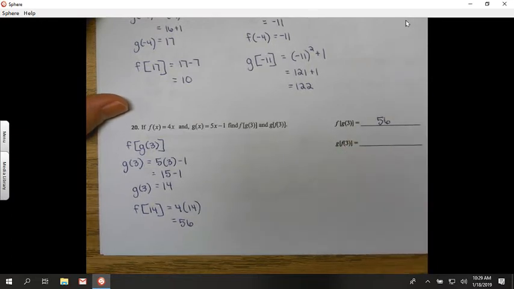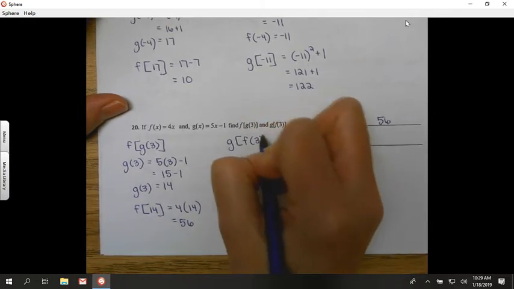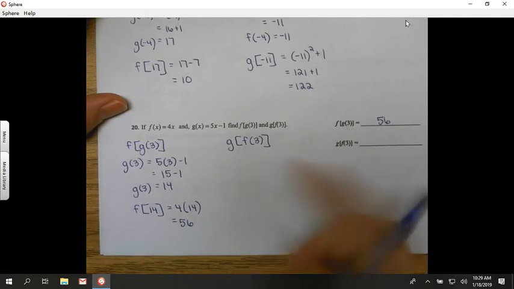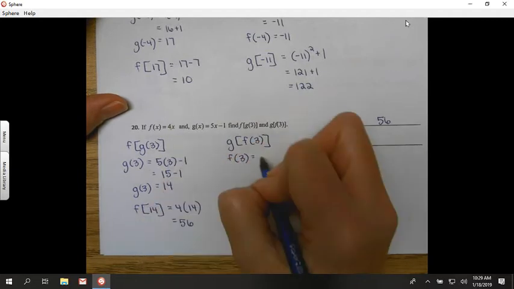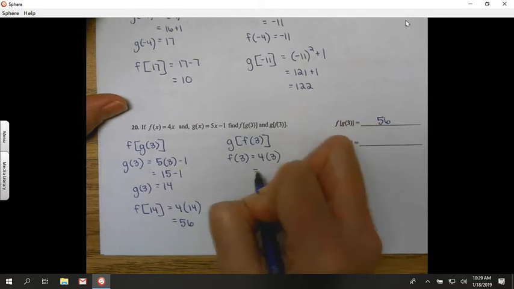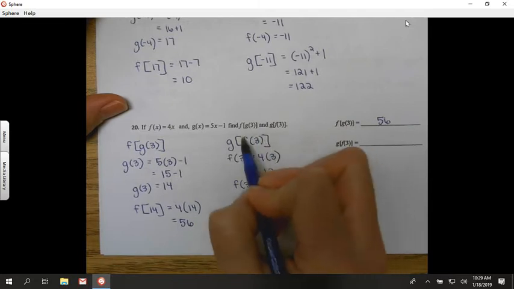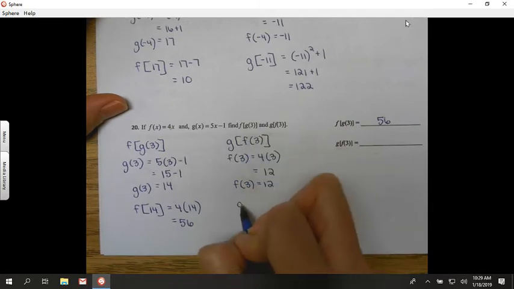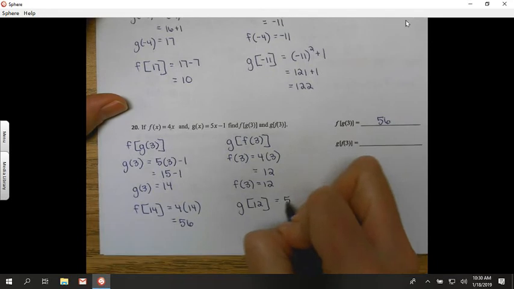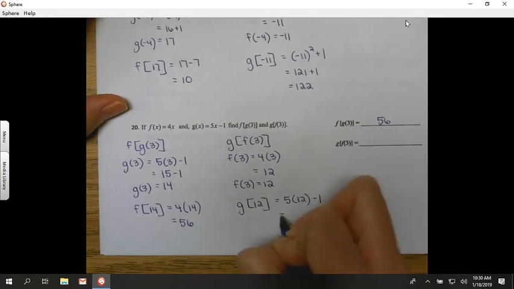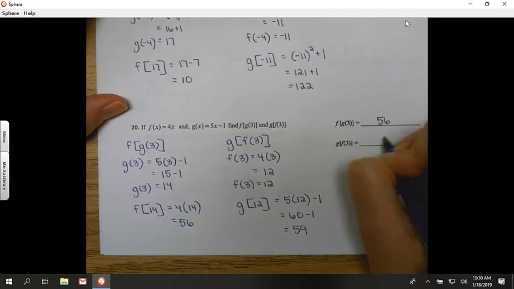Right. Now we're going to do the reverse. So I'm going to do g of f of 3. So I'm going to start on the inside. This time the f of 3 is on the inside. So I'm going to go to my function f, and I'm going to replace x with 3. So 4 times 3 gives me 12, which means that f of 3 is 12. So I'm going to replace this whole statement right there with 12. So now I'm saying g of 12. So let's go to g and replace x with 12. So 5 times 12 is 60, and then minus 1, I get 59.